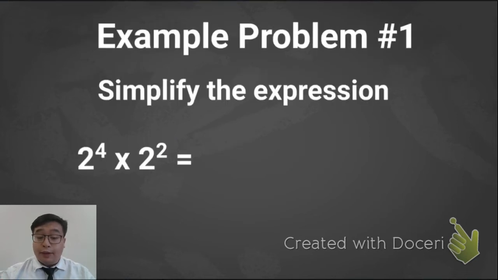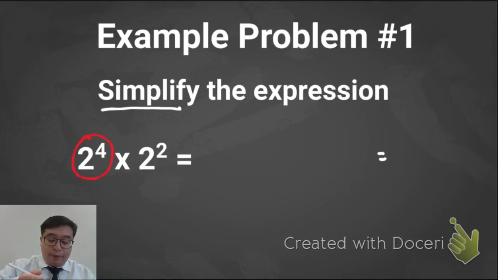So let's go over our first example problem. I want to simplify this expression. And when I simplify an expression, I want to write it so it has a single base and a single exponent. All right, so first, 2 to the 4th power. Like we said before, this is going to be 4 of these 2's being multiplied together.